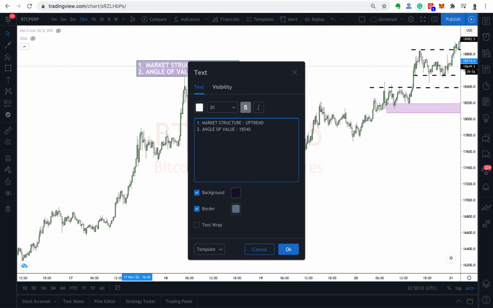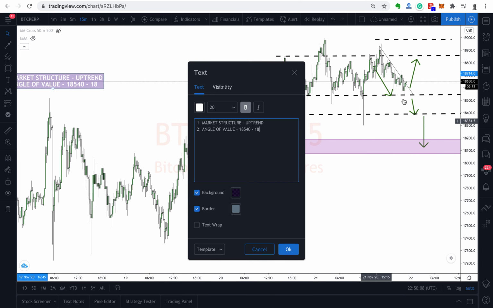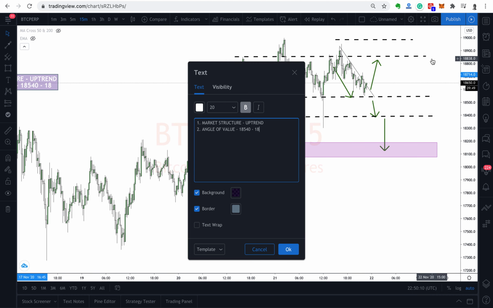By the time you start trading, you don't need to write all this down. You just know it automatically. I'm just writing it down for the purpose of teaching. 838. So that's our angle of value. That is where we want to place our trade.